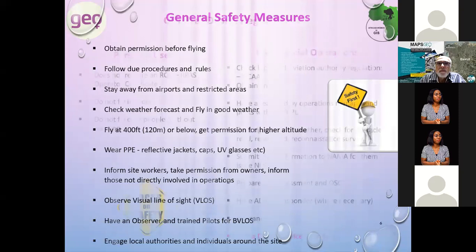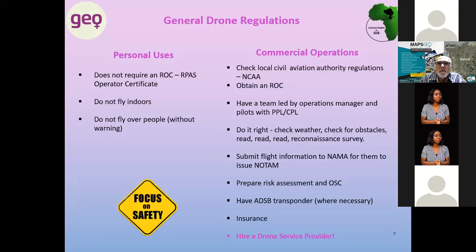Now, for personal use, you don't need an ROC. An ROC is what we call our operator certificate. For personal use, for leisure, you don't need an ROC, but do not fly indoors. And you need to observe the general safety measures that I spoke about earlier. And do not fly over people without their warning, because you don't want to startle people and then people begin to run and then you cause some damages or some accidents.